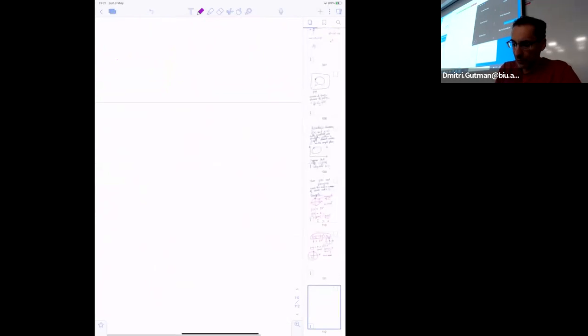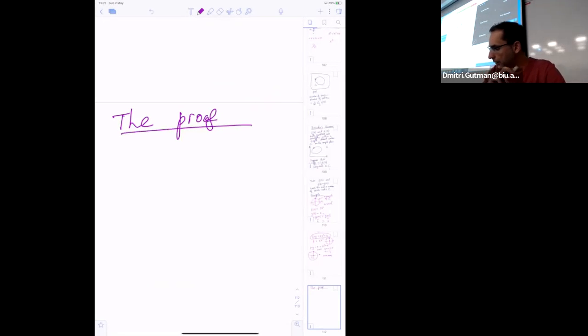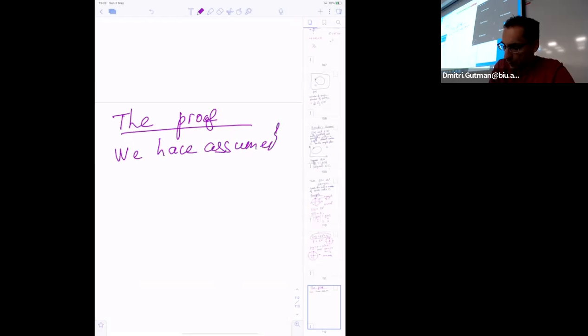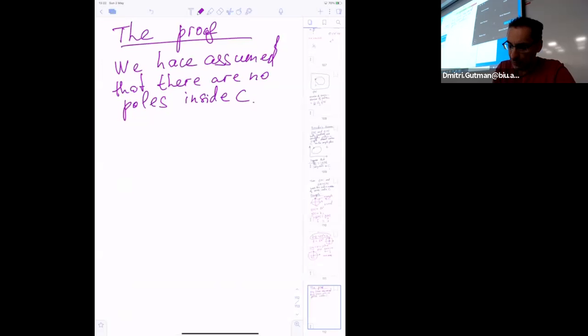Okay, so now let's try to prove this theorem. I think the proof is elegant. Let's assume that the functions are analytic, as we assumed inside C, and have no poles in it, only zeros. So we have assumed that there are no poles inside C.